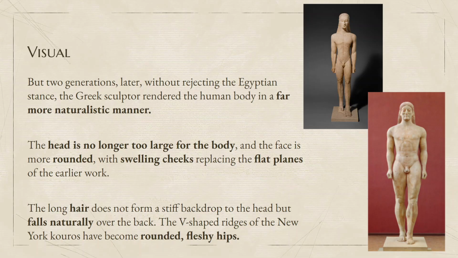In Egyptian sculptures, the head tended to be a lot longer or larger. The muscles were very flat planes, so more square, more geometric. Now on Anavysos, we see those forms being rounded. We have cheeks that are filled out on the face. We have muscles that are more filled out. The hair isn't as stiff. It falls more naturally on the body, even though it's still stylized.